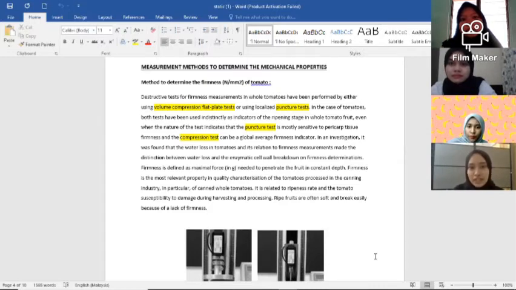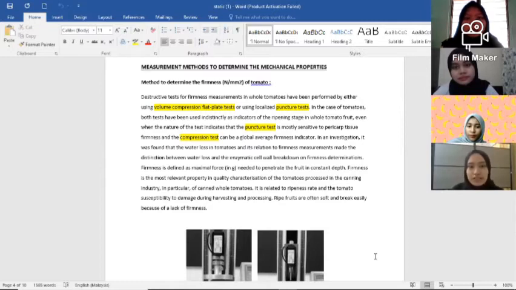indistinctly as indicators of the ripening stage in whole tomato fruit, even when the nature of the test indicates that the puncture test is mostly sensitive to pericarp tissue firmness, and the compression test can be an average firmness indicator. So in an investigation, it was found that the water loss in tomato, its relation to firmness measurements, made the distinction between water loss and the enzymatic cell wall breakdown on firmness determinations.